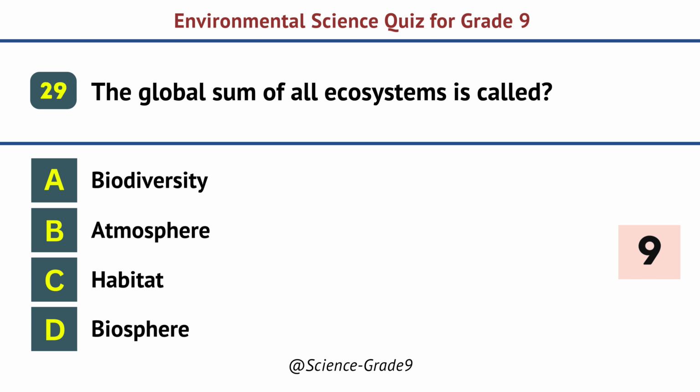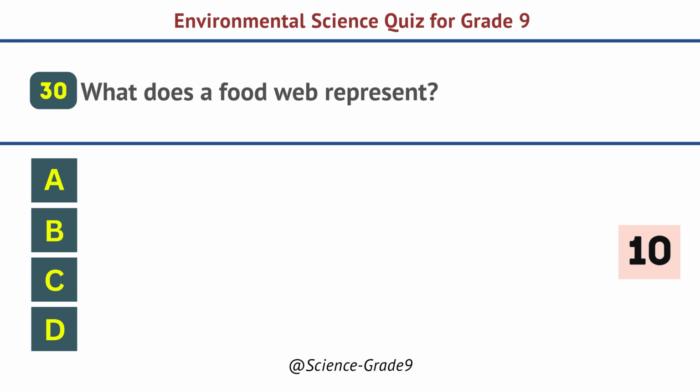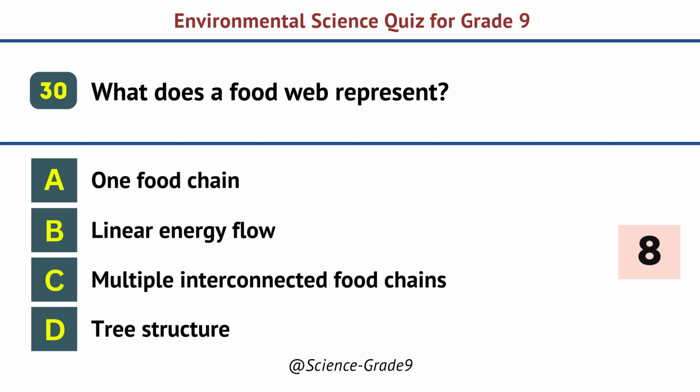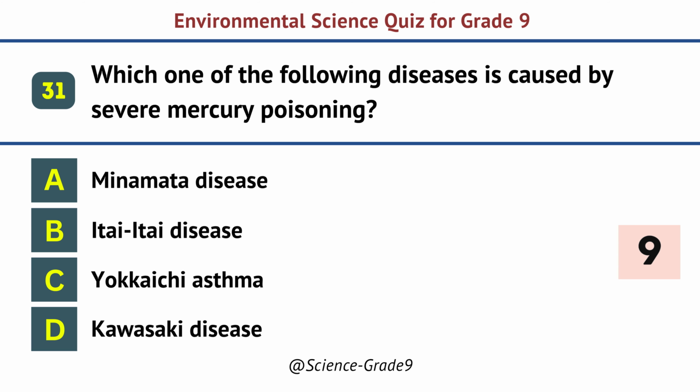The global sum of all ecosystems is called biosphere. What does a food web represent? Multiple interconnected food chains. Which one of the following diseases is caused by severe mercury poisoning? Minamata disease.